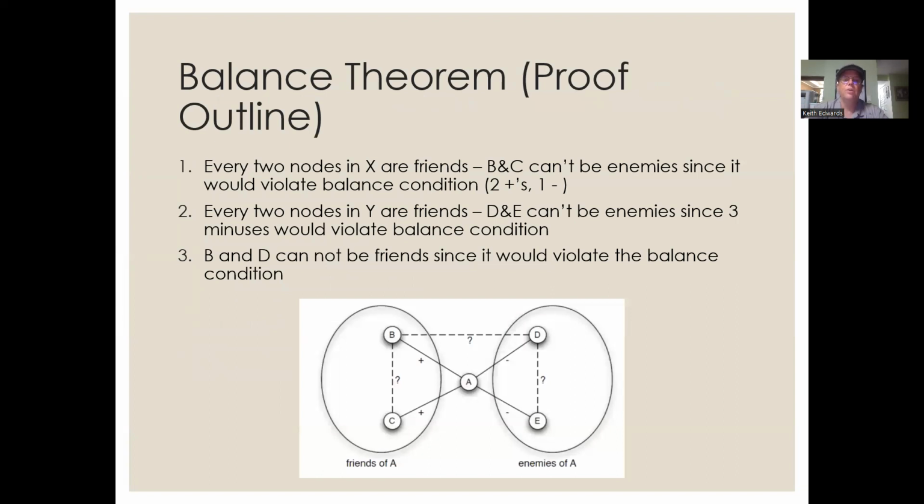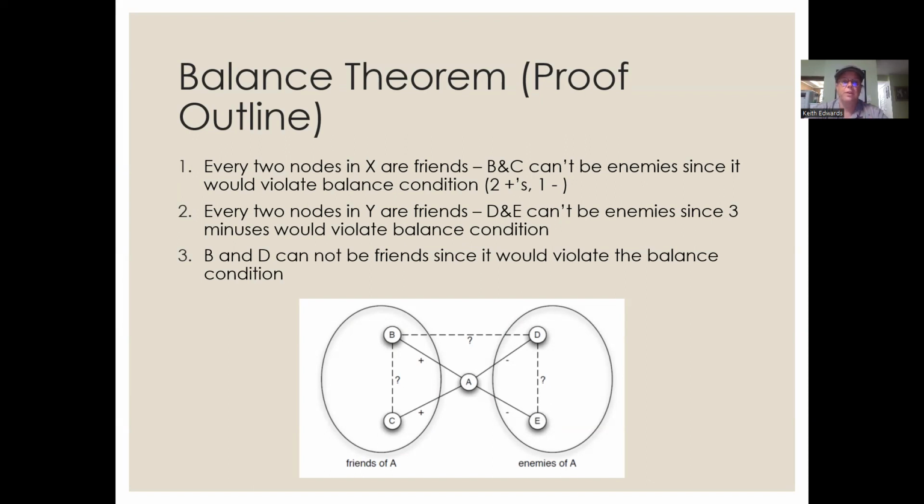So every 2 nodes in X are friends. Well, if we have A, and remember X is A's friends, and we have B and C that are in X, then B and C can't be enemies, because if they were enemies, there'd be a minus sign where that question mark is, and that would violate the balance condition. Remember, we said the graph had to be balanced. We would have 2 pluses and 1 minus.